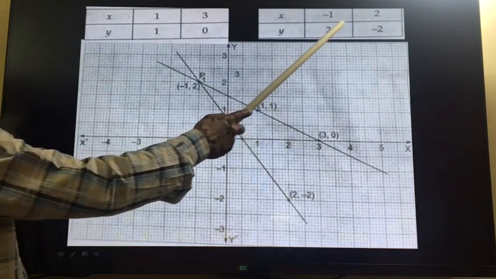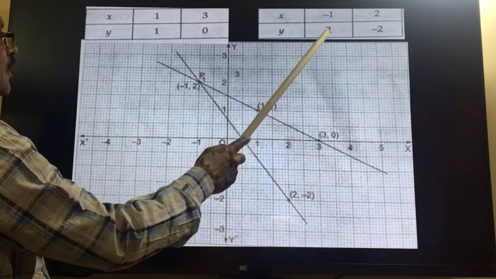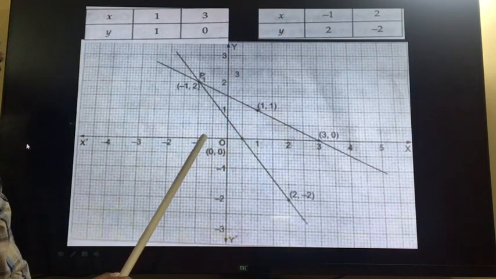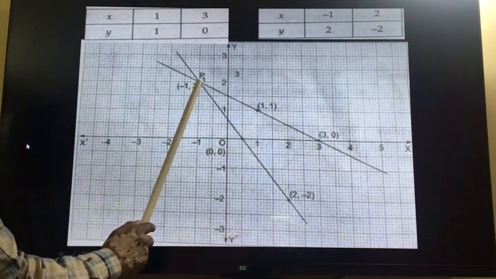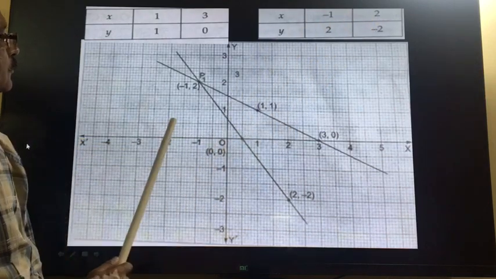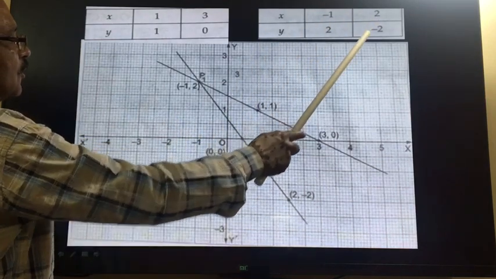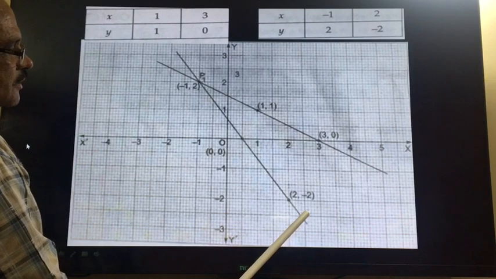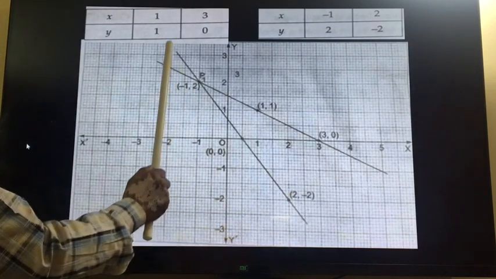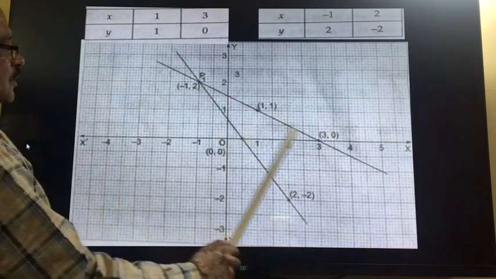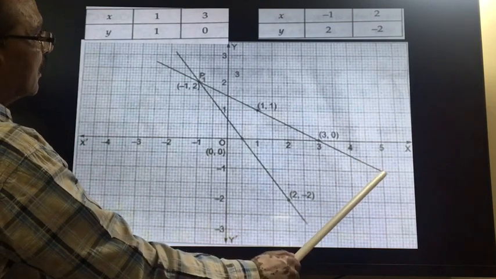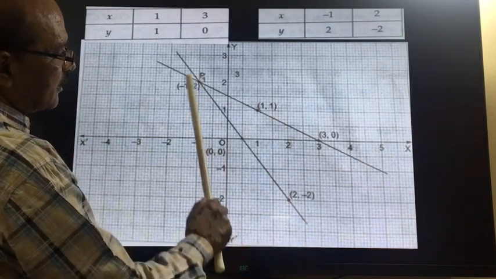Similarly, here you will find 3 points. So the first point is (-1, 2). So x is equal to -1 and y is equal to 2 is this point. x is equal to 2 positive and y is equal to -2 is this. So (2, -2) is this. After plotting these points, you will join these 2 points and you will join these 2 points, right? But I told you 3, so 3 points here and 3 points here you will join.